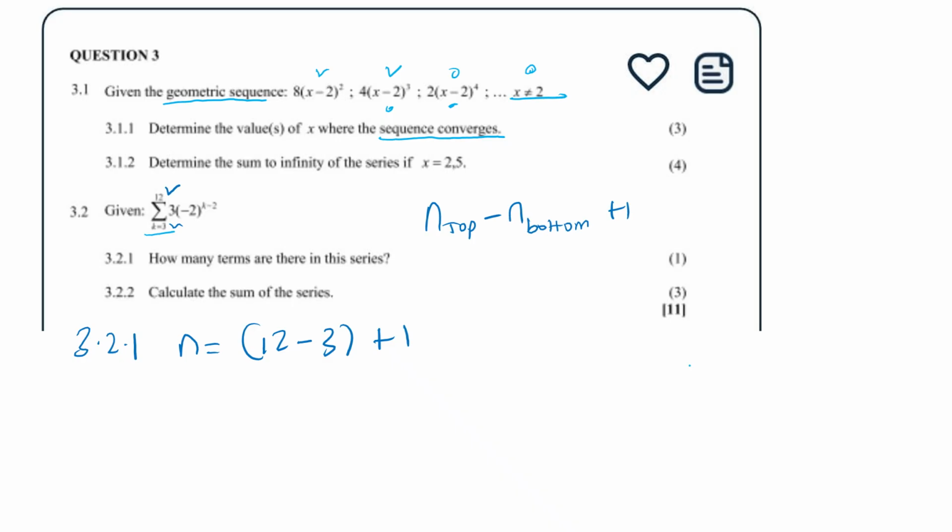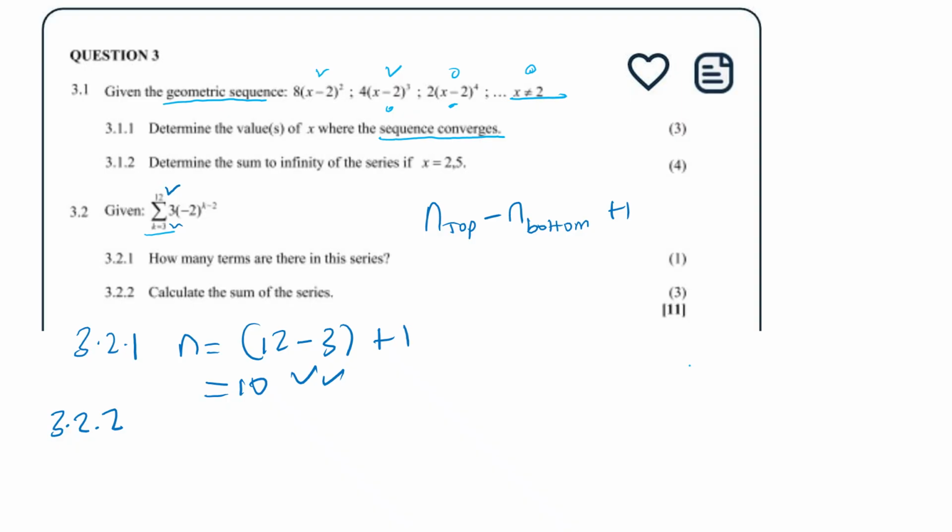So if k was equal to 1, it's going to be 12 minus 1 plus 1, which is going to be 12. But now the k is 3, therefore it's 12 minus 3 plus 1, which is equal to 10 terms. Good. Therefore now 3.2.2. Sorry, it's not 3.3.3. It is 3.2.2.